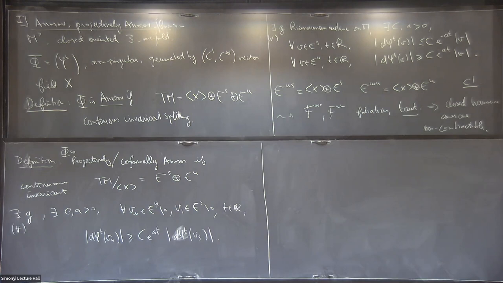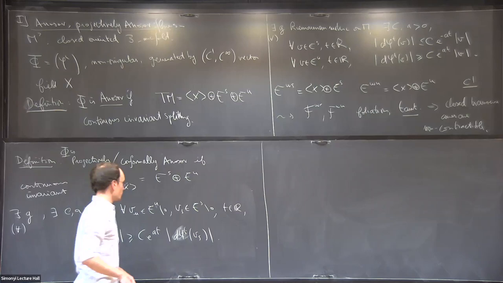Obviously, Anosov implies projectively Anosov, but the converse is certainly not true, because projectively Anosov flows exist on any oriented three-manifold. But if a three-manifold carries an Anosov flow, then its fundamental group has exponential growth. There are more properties like that. So Anosov flows tend to be quite rare, although there is an abundance of them and there are different ways to construct them.